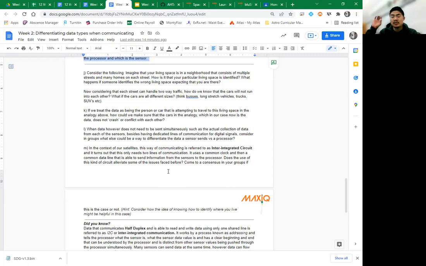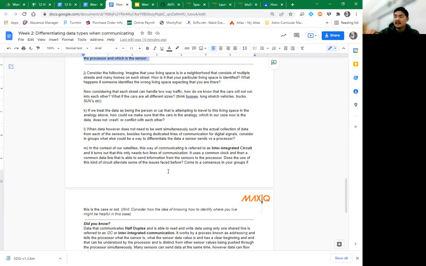If we go back to our analogy, it's the idea that your living space is defined. The same way, we can define each data packet as being a specific length. And that specific length we can define as what the sensor itself is sending: what the data is, and then what the data value itself is.